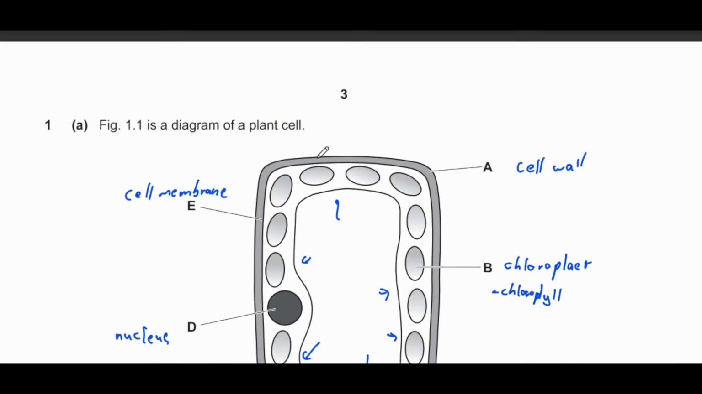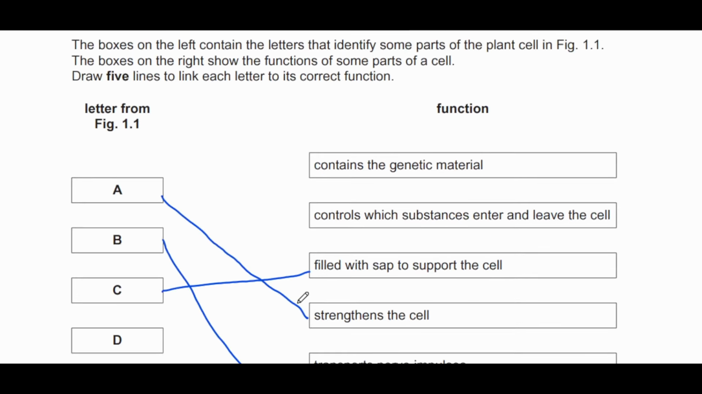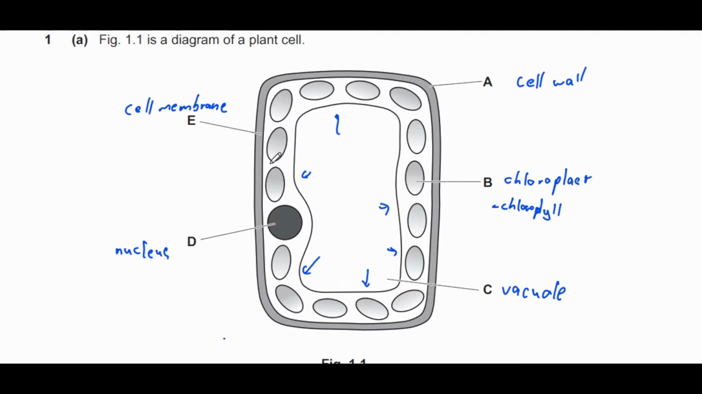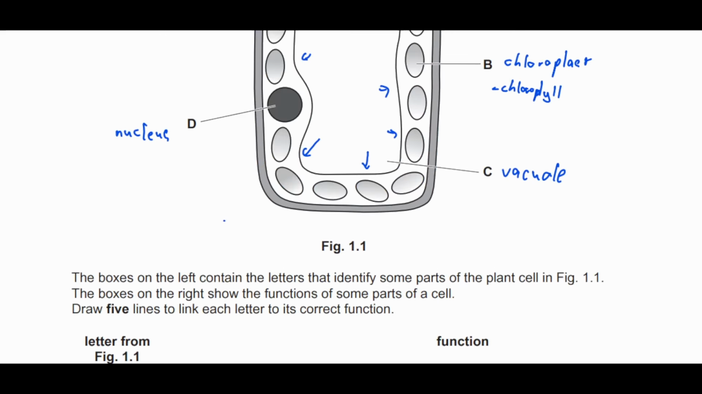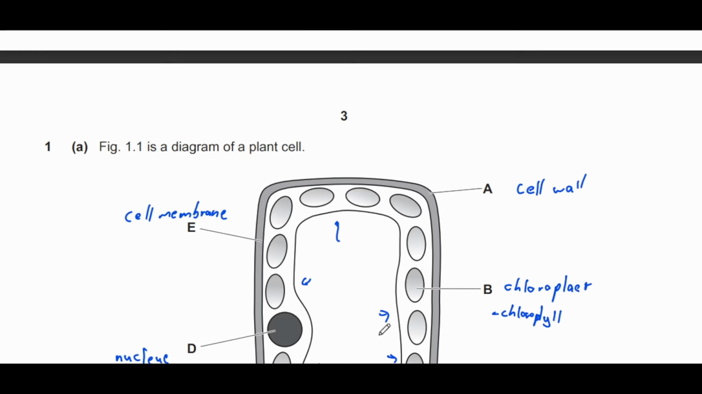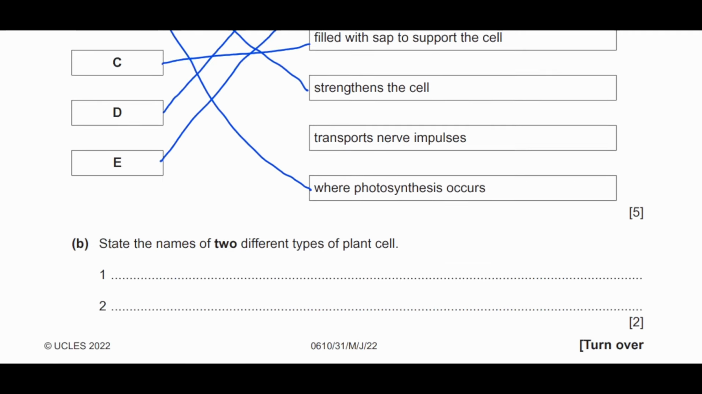Okay, D. So what's D? D is the nucleus. Nucleus will contain the genetic material, right? Is where DNA is. Okay. Finally, E is your cell membrane. So what's the function of the cell membrane? So between transport nerve impulses and control which substances enter and leave the cell, obviously the answer for the cell membrane is to control which substances enter and leave the cell. So that's its function. Okay, so that's question 1A done.